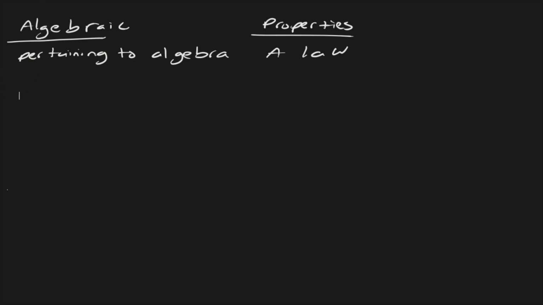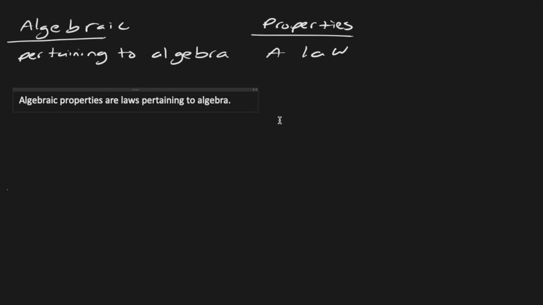Let me type that in just to move a little bit quicker. I'm going to try to incorporate more typing because it takes me quite a bit to write the words down. So: laws pertaining to algebra. Let me make that a little bit bigger so you can see that nice and clear. So algebraic properties are laws pertaining to algebra. And you might be thinking, well, I didn't know that laws existed for math.